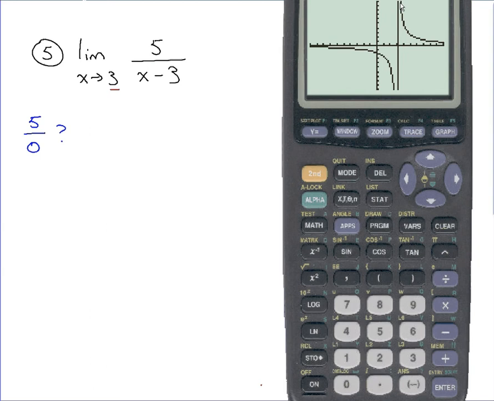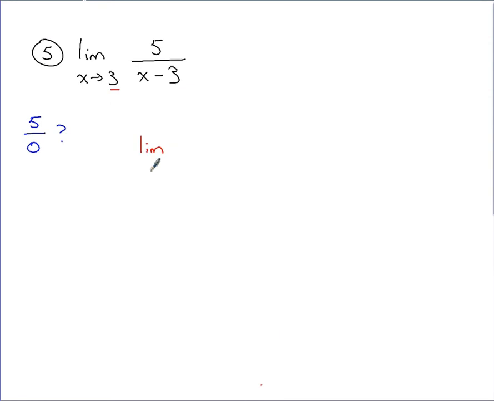And what we have to do to explain how this limit is going to be evaluated is look at the left-hand limit. So we take the limit as x approaches 3, approaching 3 from the left. We apply it to this function. And we have to look at the right-hand limit. Take the limit as x approaches 3, approaching from the right, applied to the same function.